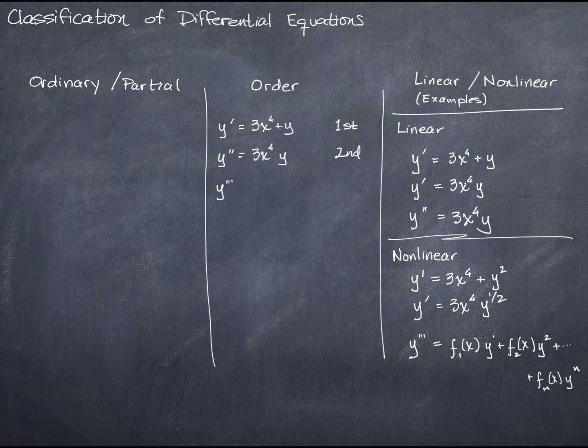And my y triple prime, which is f sub 1 of x times y to the first power, plus f sub 2 of x times y to the second power, plus all up to f sub n of x times y to the nth power, would be a third order differential equation. And that's all there is to that. We're going to be working with first order differential equations in the first third of this course, the first unit. We'll look at some second order differential equations in the second unit, and we'll take a look at what happens as you raise the order, theoretically, to the nth derivative. We'll do that in the third unit.